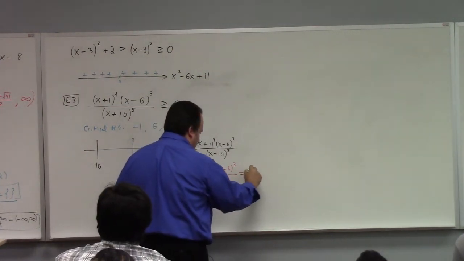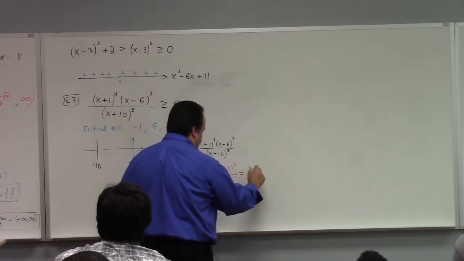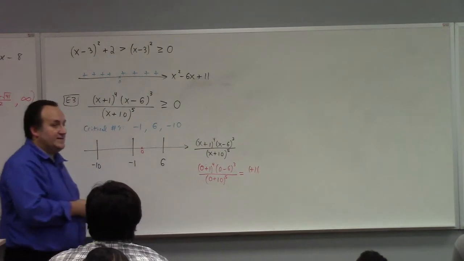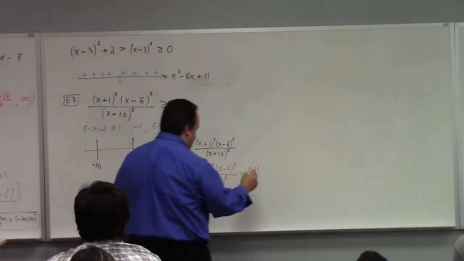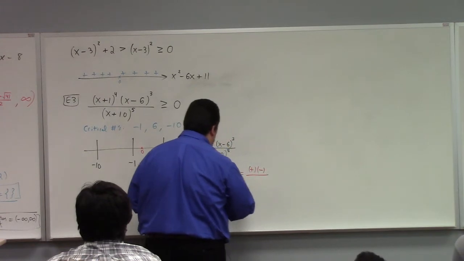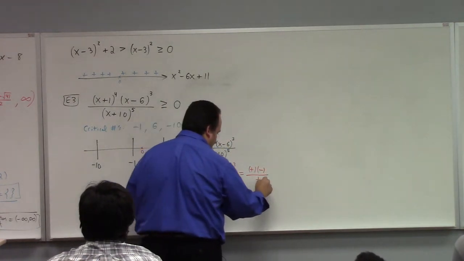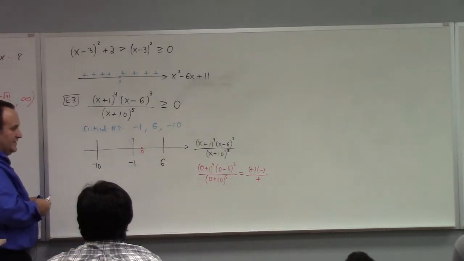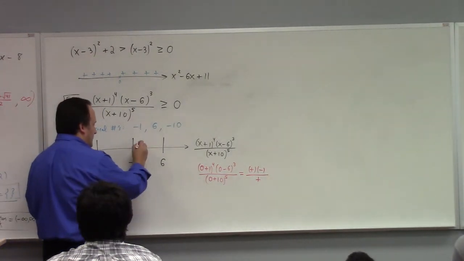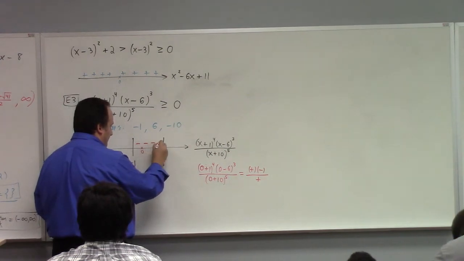We got 1. What really matters is the sign, though. So we've got something plus. We've got (−6) cubed is positive or negative? Negative, right. So we got plus times a minus, and we're dividing by a plus, right? So the net result of that is negative. So we got minuses up in here.